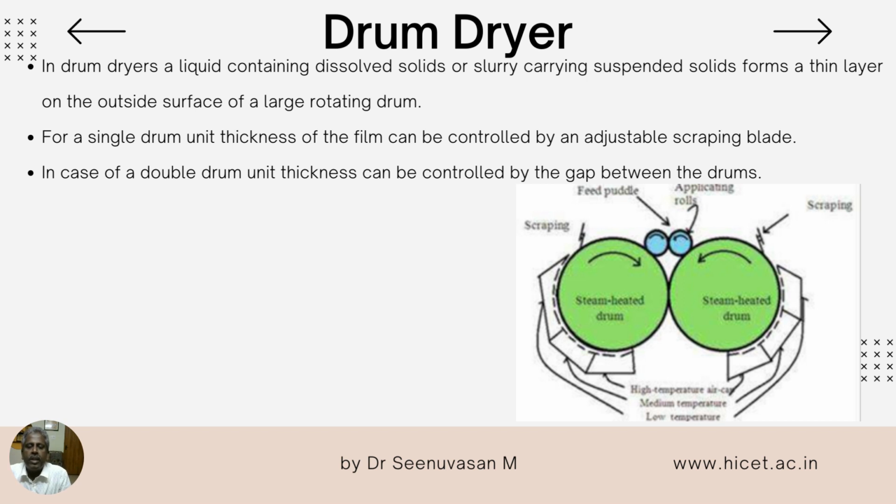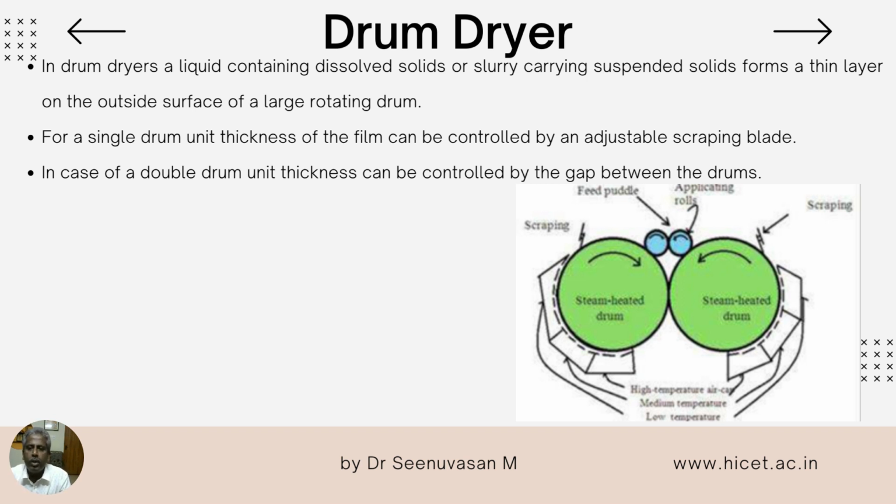Drum dryer. Here, the rotating drum is the main component of the drum dryer. In the drum dryers, a liquid containing dissolved solids or slurry carrying suspended solids forms a thin layer on the outside surface of a large rotating drum. For a single drum, the thickness of the film can be controlled by an adjustable scraping blade. In the case of double drum, the thickness can be controlled by the gap between the drums. This only differentiates a single drum dryer and the double drum dryer.